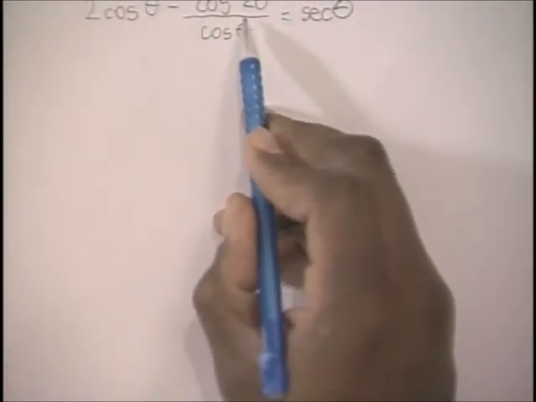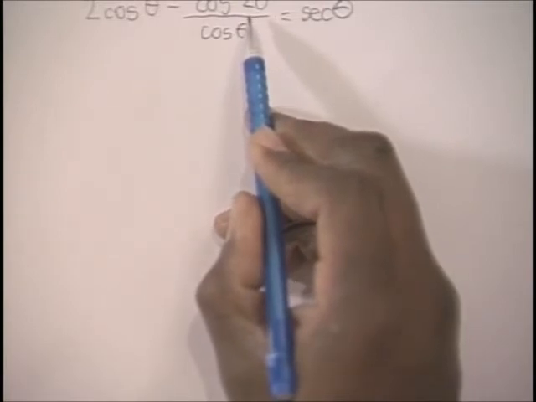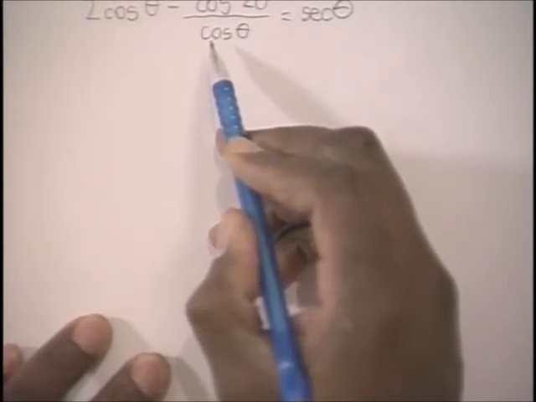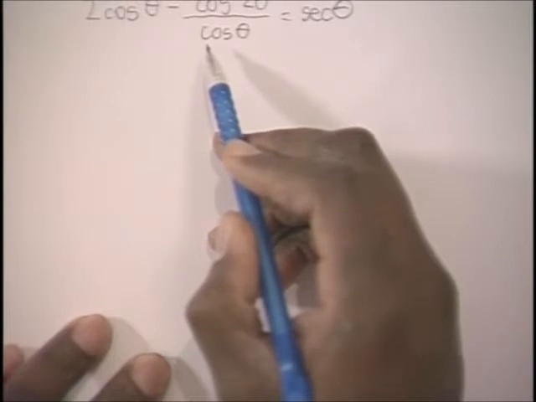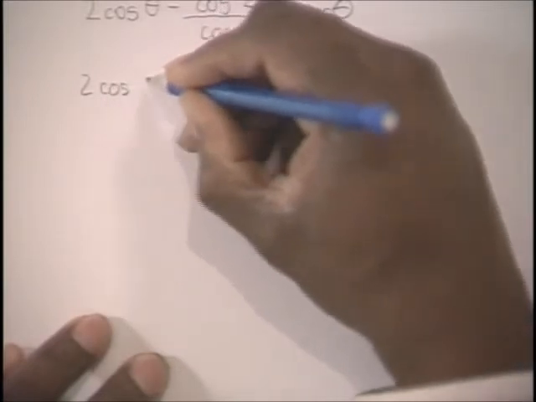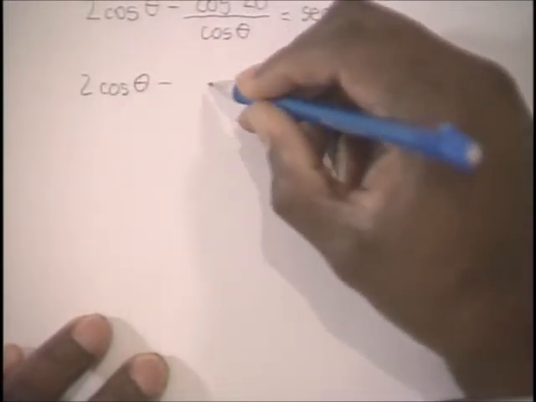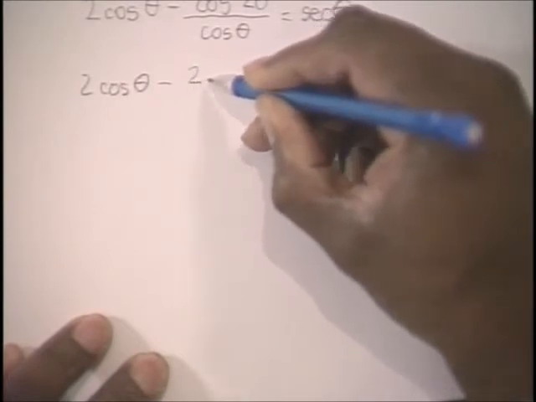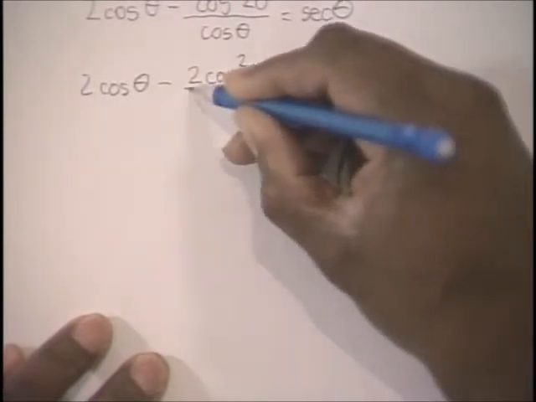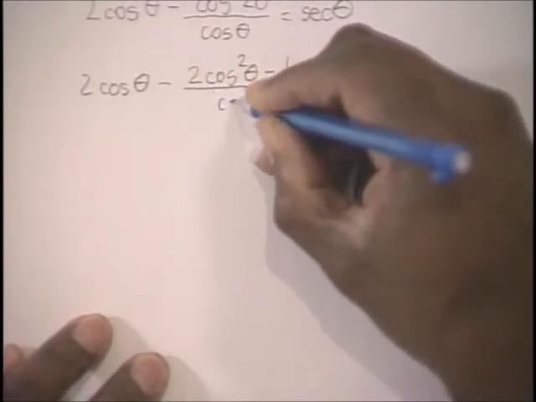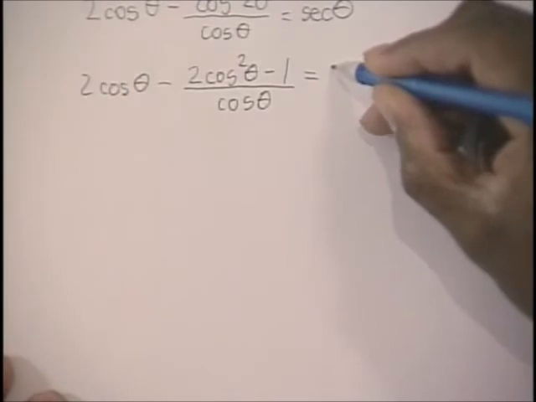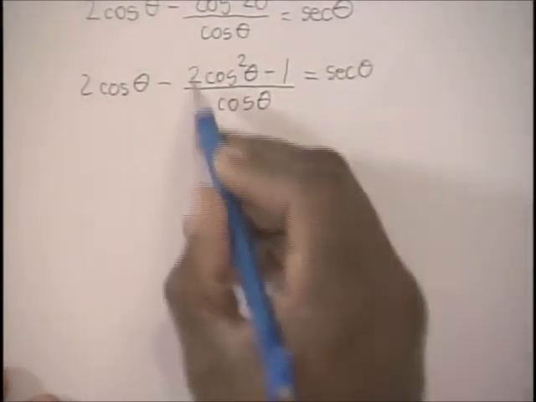Another way you could write this is you can write this cosine 2 theta as, let's see here. How could we write that? Let's write that as, so we have 2 cosine theta minus, let's write this as the same identity we used before, 2 cosine squared theta minus 1 over cosine of theta. And they're saying that all this is equal to secant theta. This is the same identity we used last time.